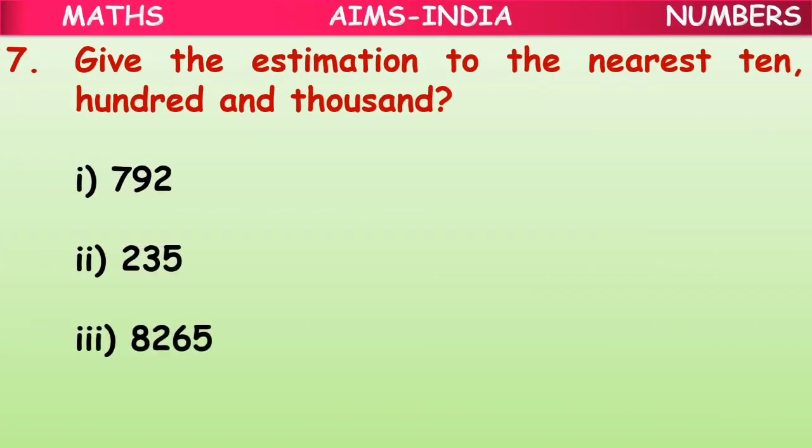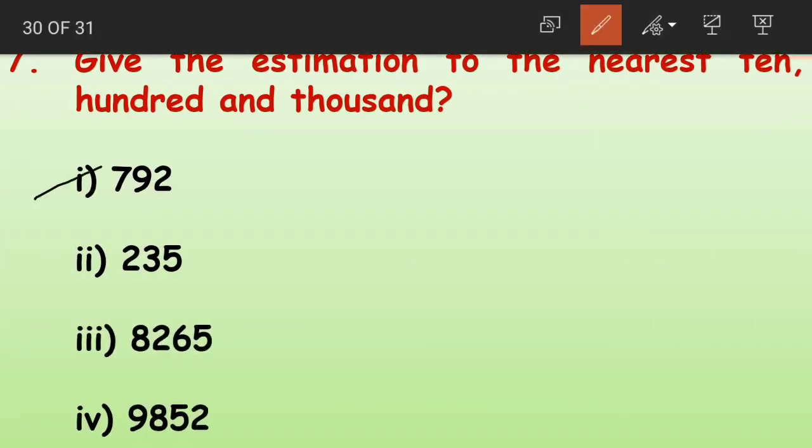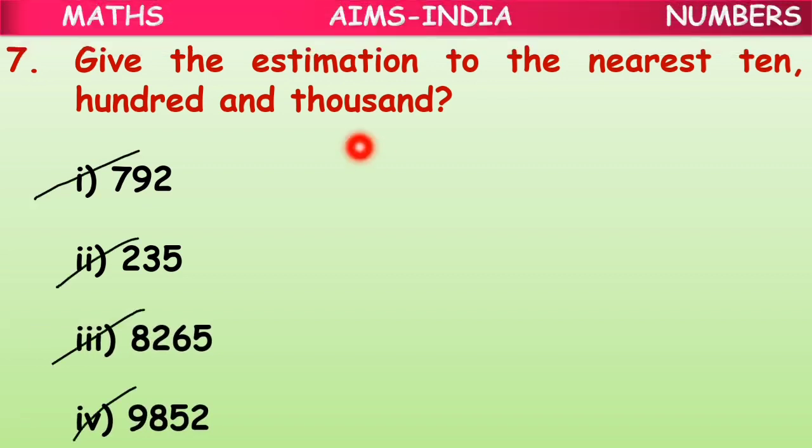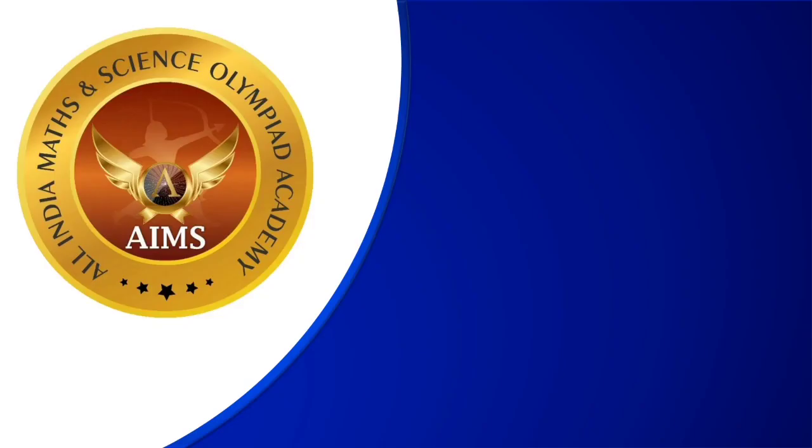See, now these are your homework problems. These 4 questions. What should we do? Give the estimation to the nearest tens, hundreds and thousands. Each number you have to estimate for all the 3: tens, hundreds and thousands. Hope you understood today's class.